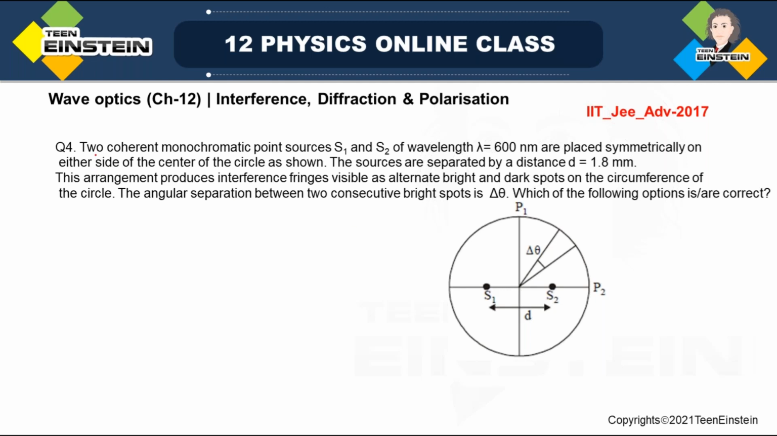The question says two coherent monochromatic point sources S1 and S2, sending light of wavelength 600 nanometer, are placed diametrically on either side of the center of the circle as shown in the figure. So this is the circle, and on the horizontal diameter S1 and S2 are symmetrically placed. That means these distances are the same.